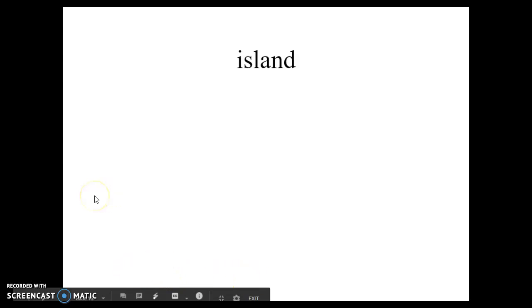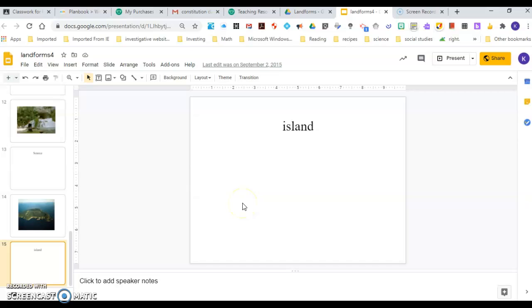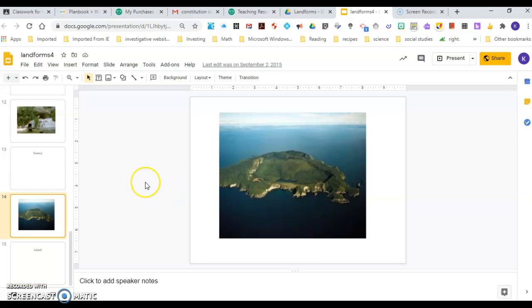So that's our last landforms. So you may work on those and get the next set in, and then all 4 sets will be due next week.